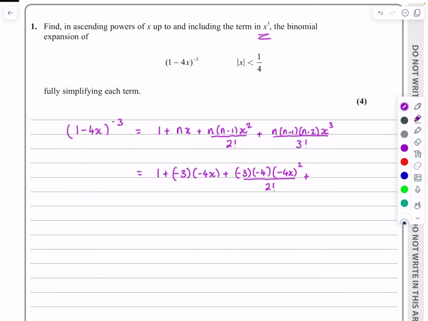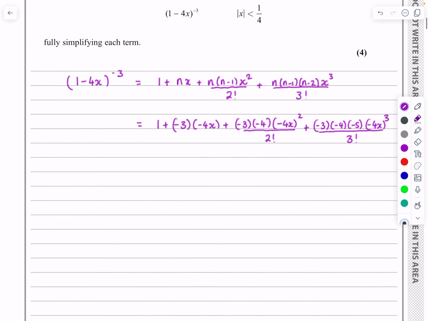And then this is what I mean about getting into a rhythm of these. It's minus 3, minus 4, minus 5. Keep taking 1 off. It's minus 4x cubed this time, and all over 3 factorial, and we could just keep going on from there. When we're looking at these, just go ahead and actually do it.